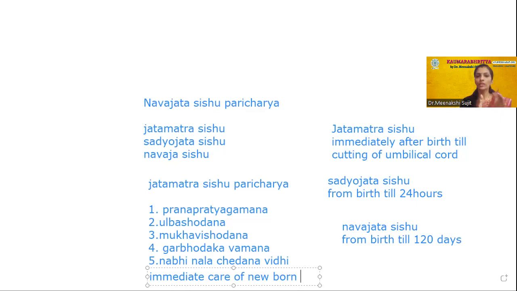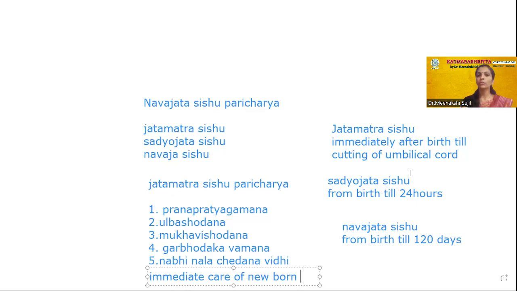So this is the first part of Navajata Shishu Paricharya, that is Jatamatra Shishu. What all did we see in Jatamatra Shishu? Pranapratyagamana, Ulbashodana, Mukhavishodana, Garbhodaka vamana, and Nabhi chhedana. Pranapratyagamana here is nothing but neonatal resuscitation. Ulbashodana is removal of vernix caseosa. Mukhavishodana is clearing the air passage. Garbhodaka vamana is clearing the aspirated fluids or meconium. And Nabhi chhedana is cutting of the umbilical cord. In the modern part, we saw the immediate care of the newborn and what conditions will be handled. So this was about Jatamatra Shishu Paricharya.